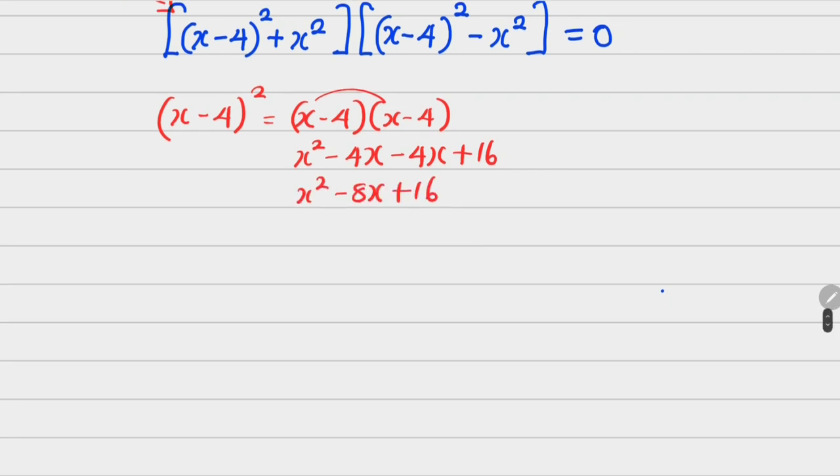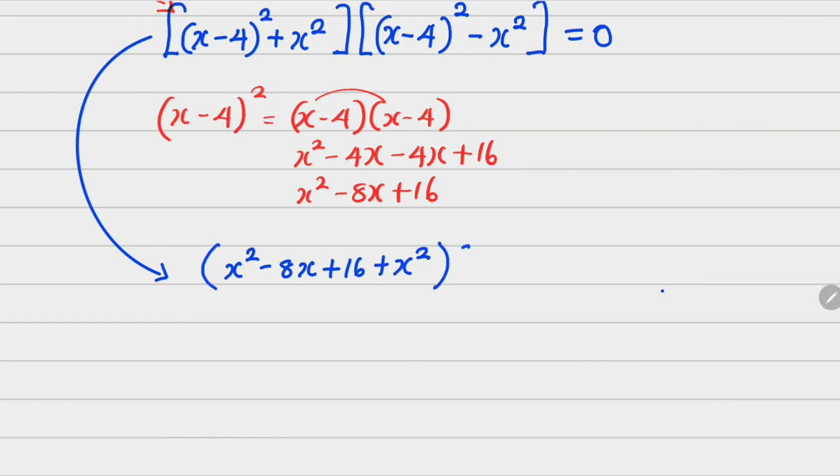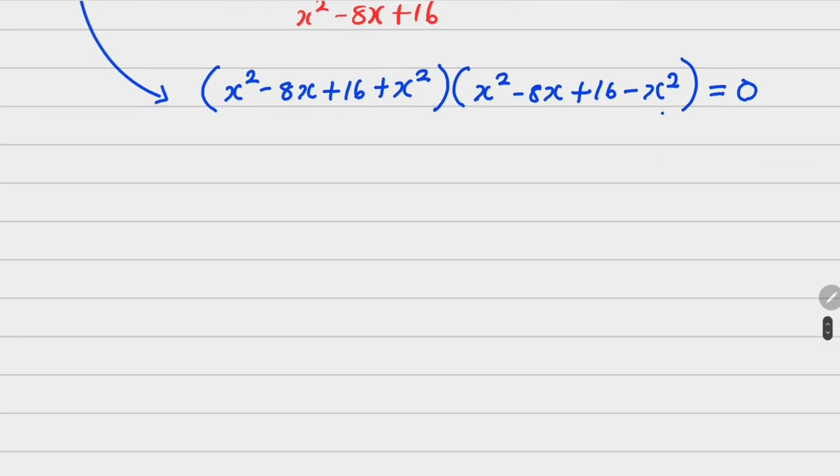Now, since I know the expansion, I will go back and I'm going to have my work to be, instead of (x − 4)², I'm going to have x² − 8x + 16. I'm going to cover, okay, plus x, good, x². Now, this is the first bracket. The second bracket will be x² − 8x + 16, then minus x², cover the bracket, is equal to 0. Now, everything is taking shape.